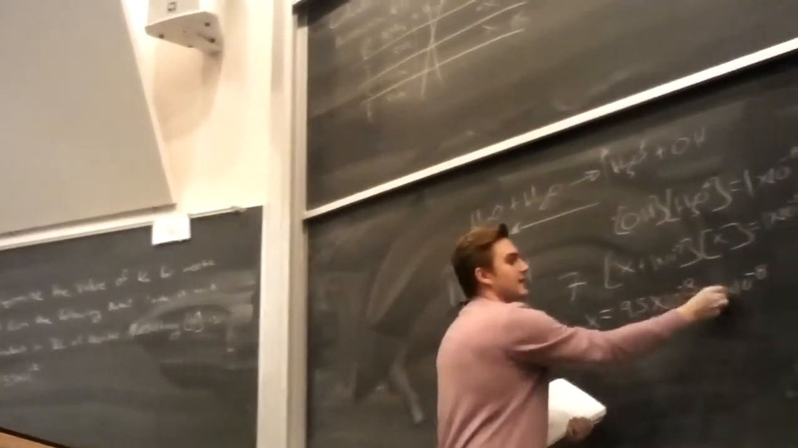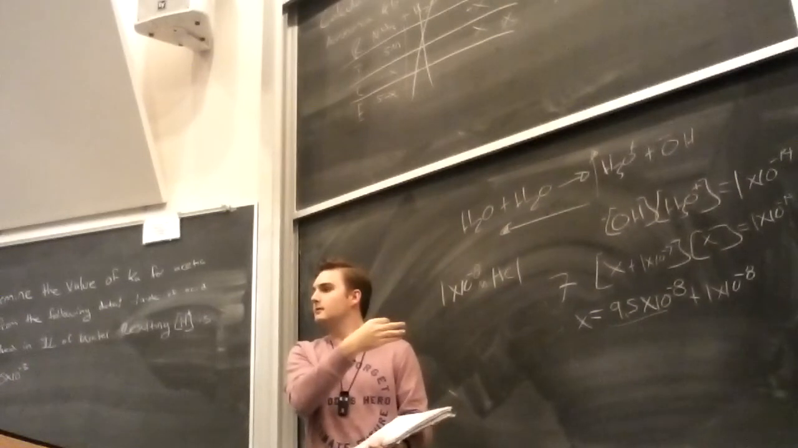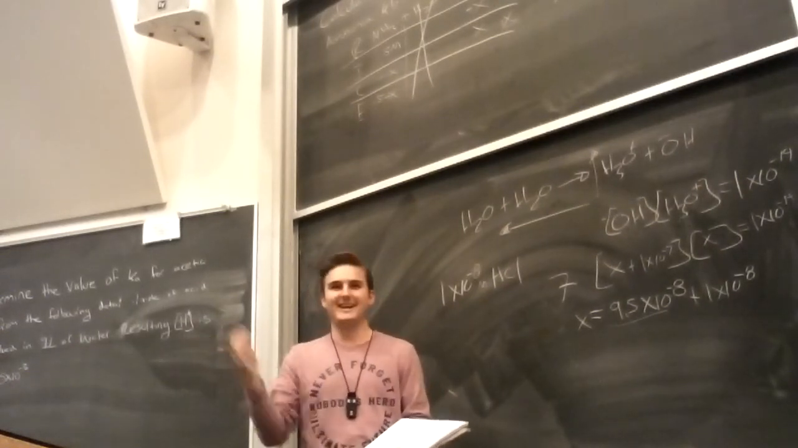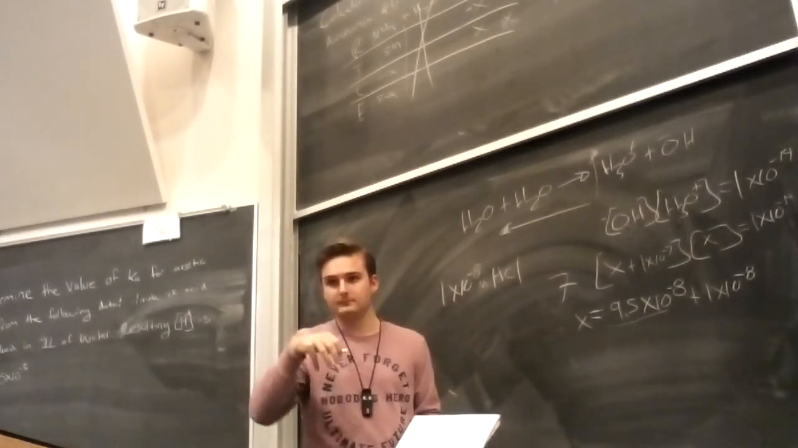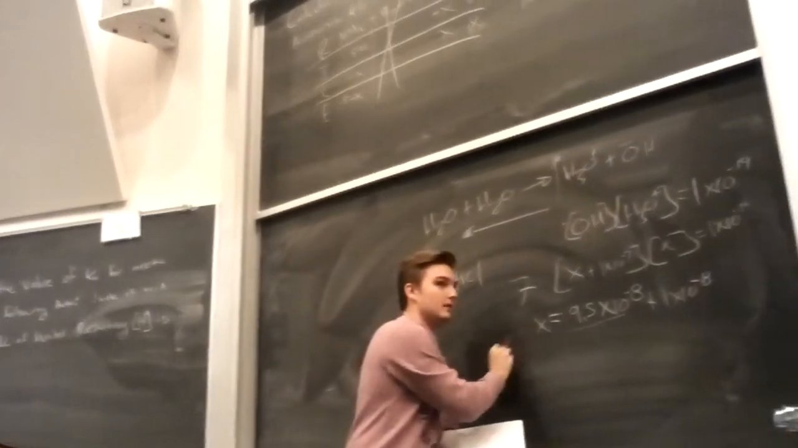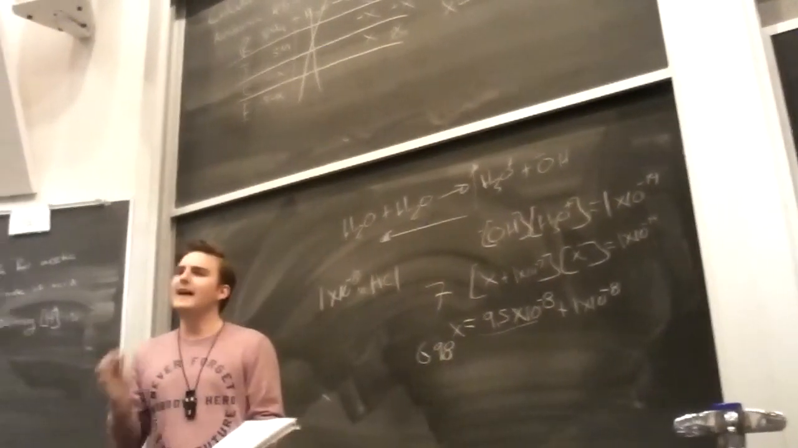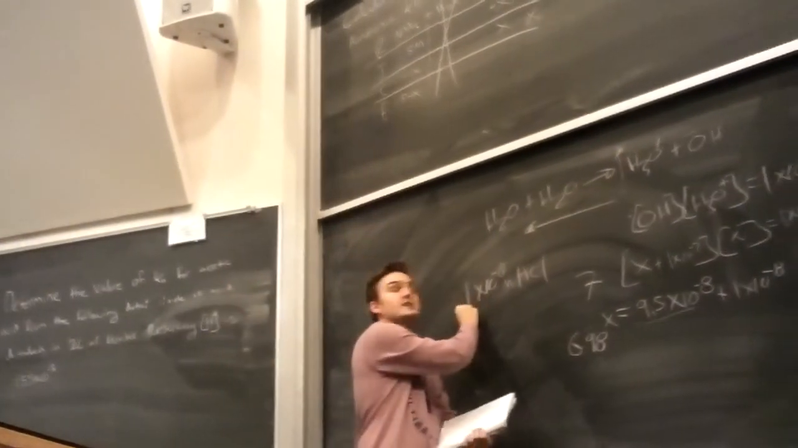Do this plus this, and then do the negative log of those. Anybody? I know he's doing it. 6 point what? 6.98. Does that make sense? It's still really close to 7, but it should be a little lower than 7. This is a very small amount.